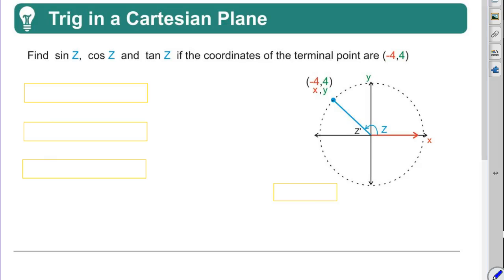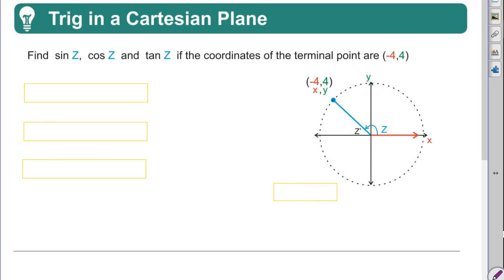All right, so this is the Algebra 2 quick review and trig in a Cartesian plane. And so if you remember, trig in a Cartesian plane all comes from the aspects of either an angle or a terminal point. And so we've got a terminal point listed right here, right? And so you see that terminal point, and it's got coordinates -4, 4. Therefore, the x is -4 and the y is +4.